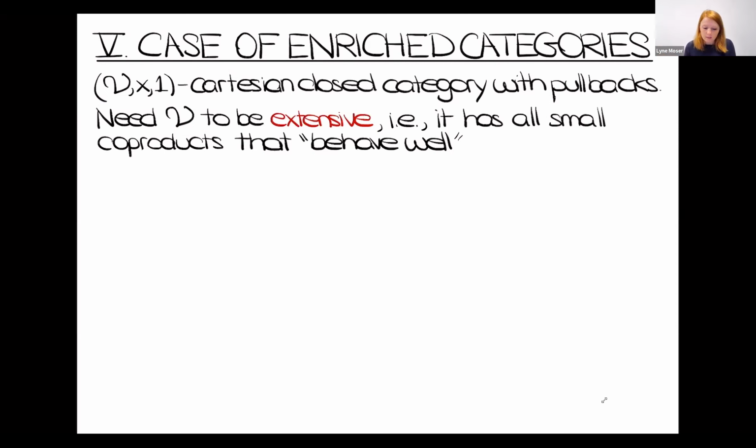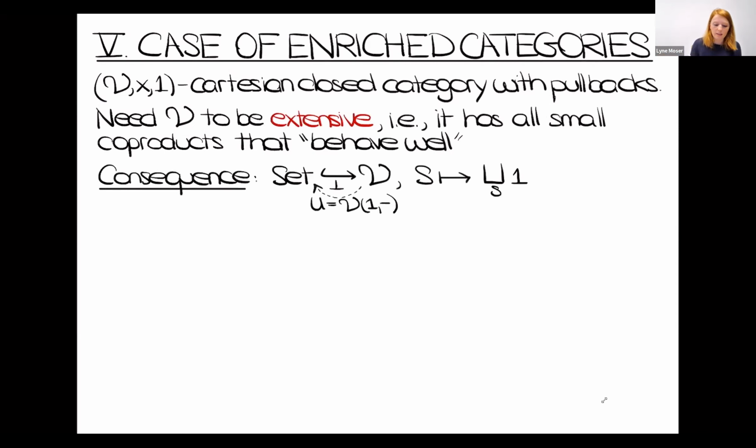And this is a nice condition because then I can really see that sets are sitting inside of V via this coproduct functor. So I can send a set S to the coproduct of S copies of this terminal object. And so I can see sets inside of V. And this also has a right adjoint, which is given by the representable functor of the terminal object. And I will call this U because it's like the underlying set or something.